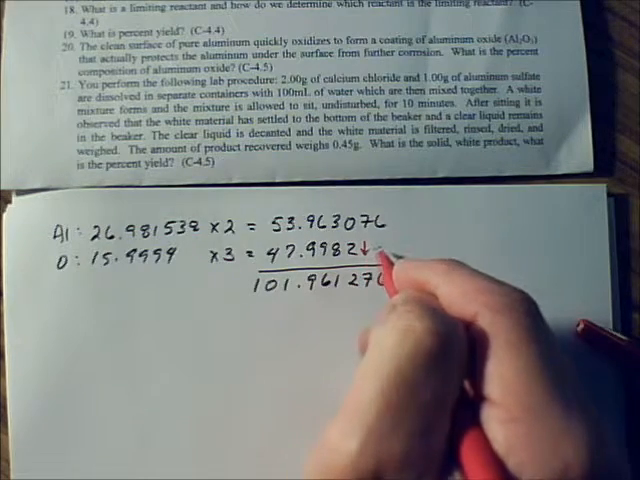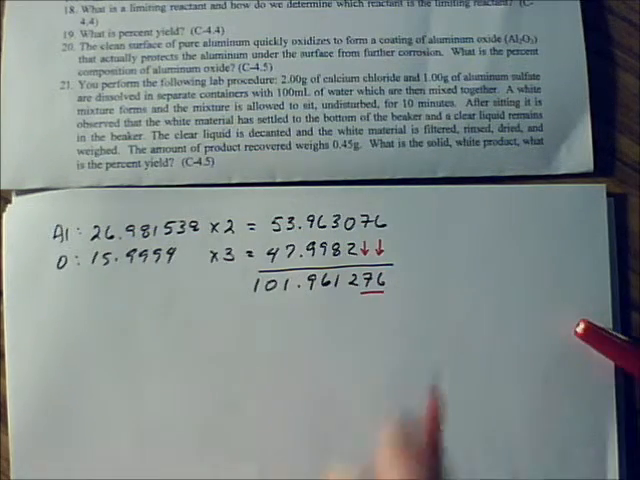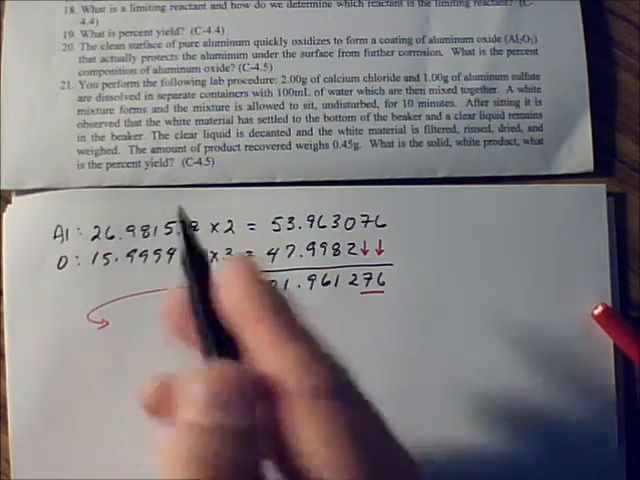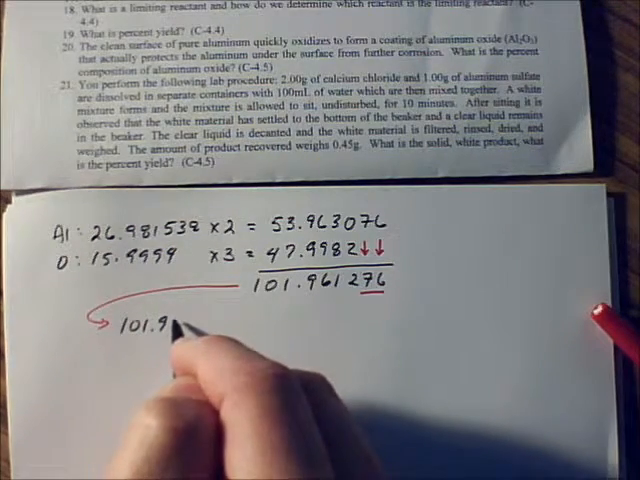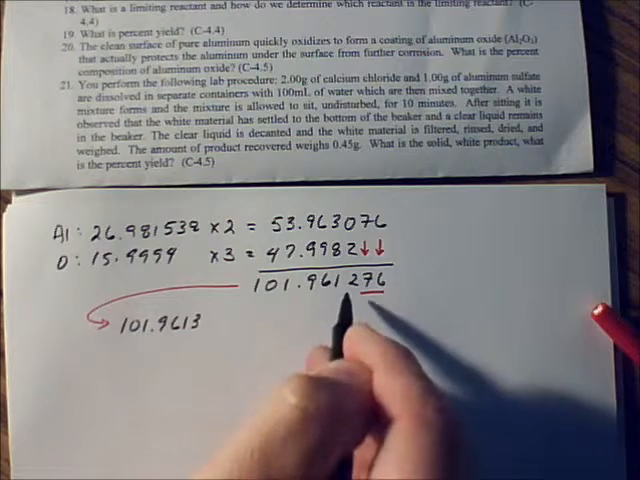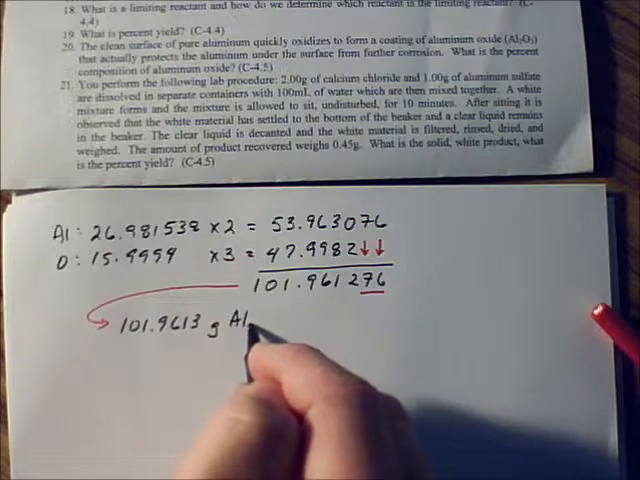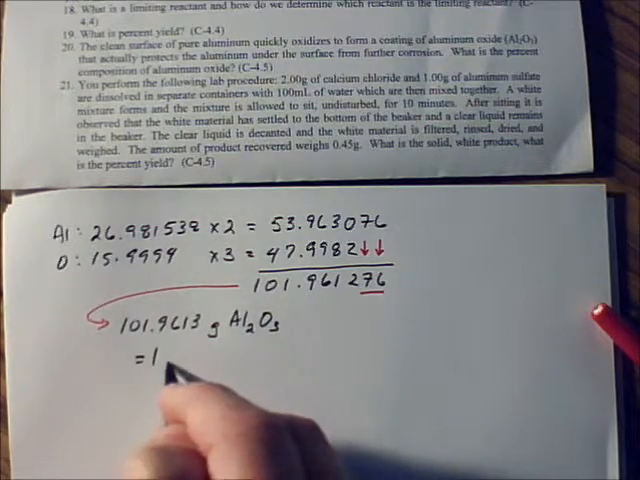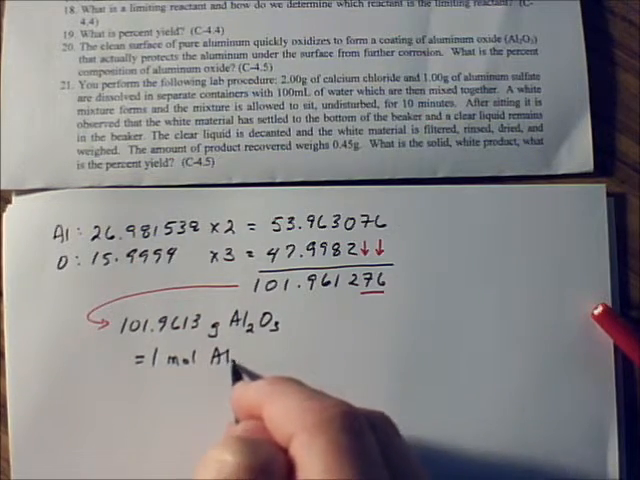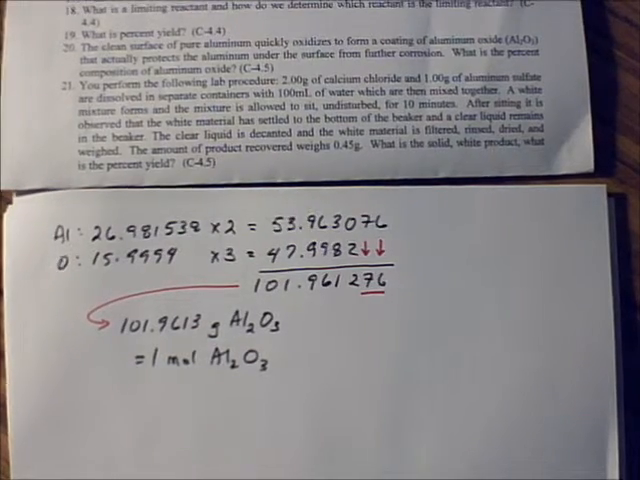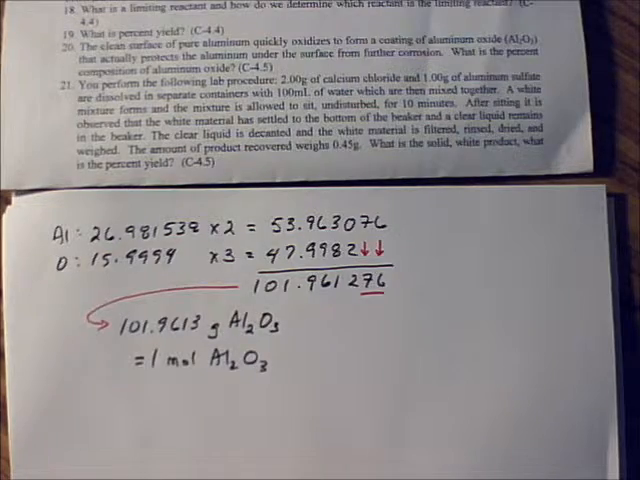So we've got 2 empty slots over here, meaning we have to round off 2 digits on the end. Our rounded answer then is 101.9613. That 7 makes this 2 round up to a 3. 101.9613 grams of aluminum oxide equals 1 mole of aluminum oxide. Okay? So that's the starting place, the same thing we've been doing for at least 2 weeks now: calculating molar mass.